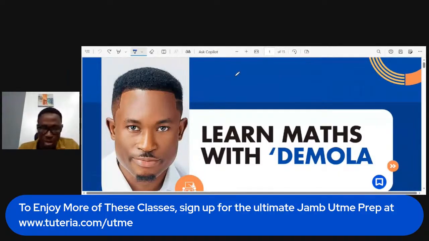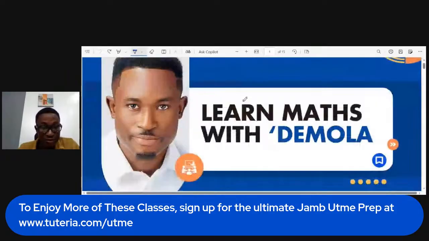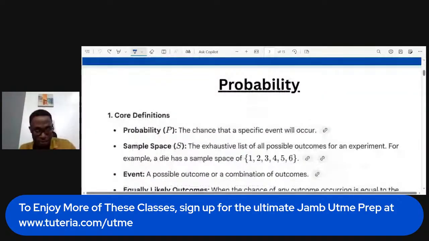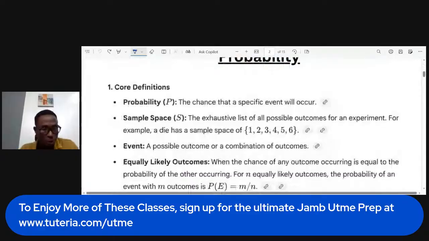So the first thing we're looking at is the definition. What is probability itself, right? So if I say a probability of an event occurring, what do I mean by that? What I'm saying in essence is the chance that a specific event will occur. That's the meaning of probability. So if I say I'm going somewhere tomorrow, Saturday, what is the probability that I'm going to be there tomorrow? What I'm saying in essence is what is the chance that I will be in this particular place tomorrow? That's what probability is all about.